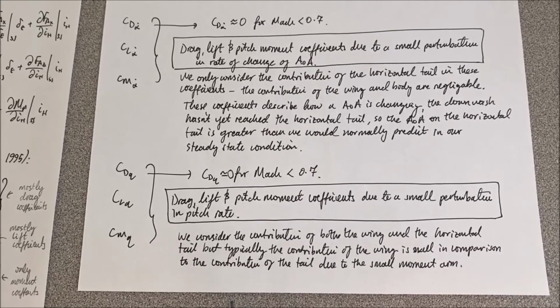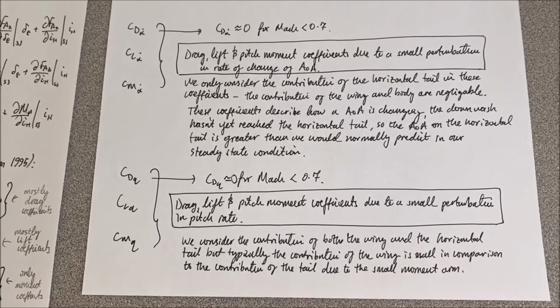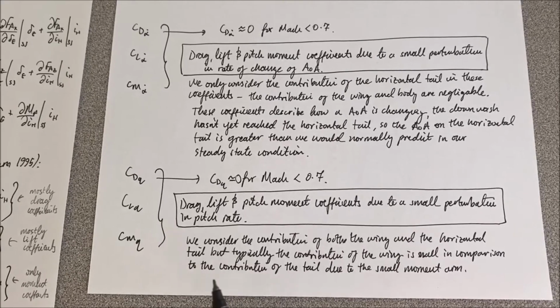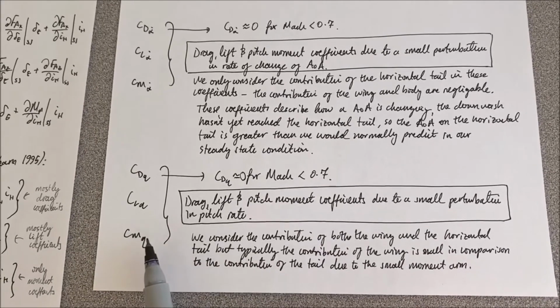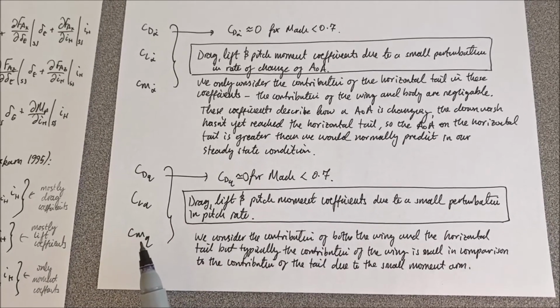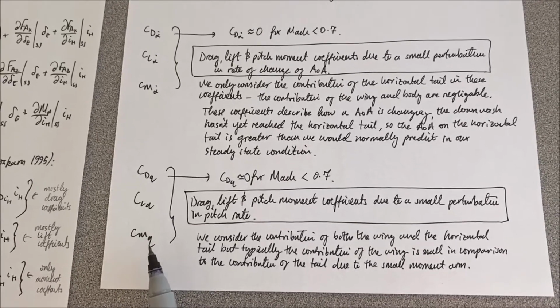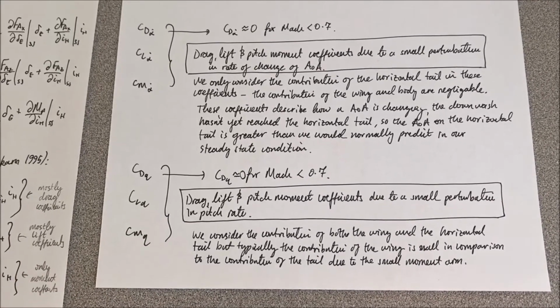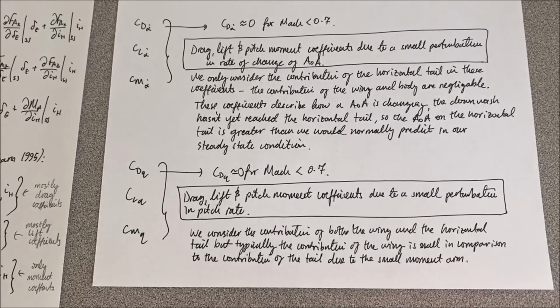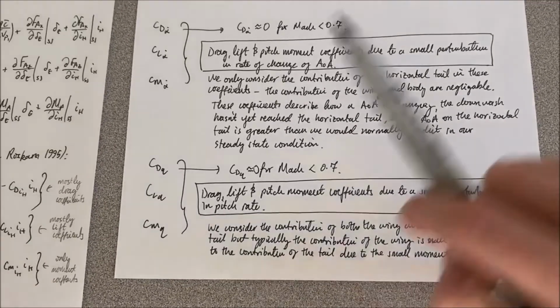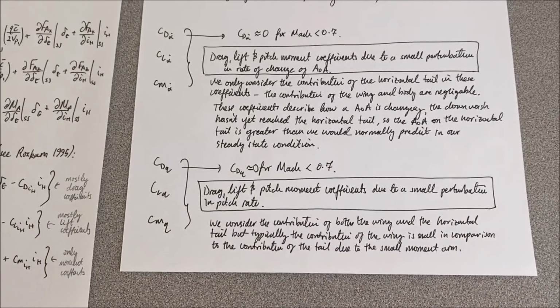And also we assume that the contribution of the wing is small in comparison to the contribution of the tail, because the effect of the tail is much larger because we have a much larger moment arm associated with the force acting on it. So that's it.